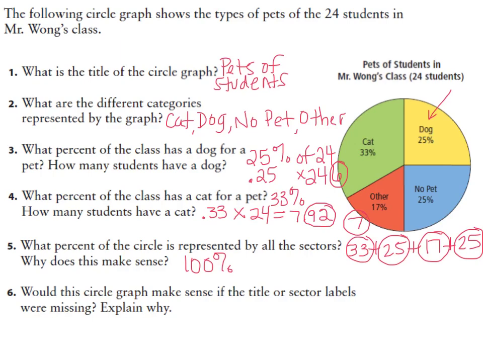And the last question, would this circle graph make sense if the title or sector labels were missing? So pretending that we don't have a title, and we also don't know the category names. Would this graph make sense? Not really, because we don't know what it's talking about, and we also don't know what the categories are. That would not be a good graph to try to answer questions about.